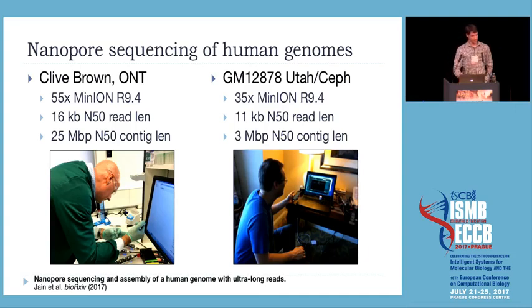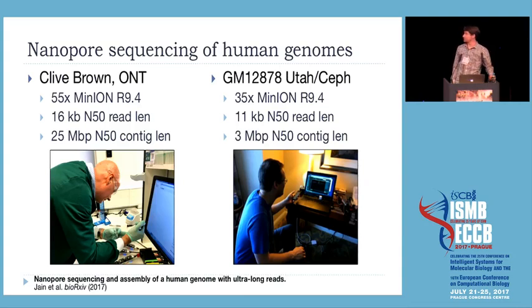We've also started looking at more than just the Clivome. So in a collaboration led by Matt Loose and Nick Loman, we've also sequenced the GM12878 reference sample that's from this famous Utah CEPH grouping. We didn't have quite as much coverage as Clive because we don't have free access to the reagents, but we still collected 35x of this reference genome, 11 kb N50 size, 3 megabase contig size.